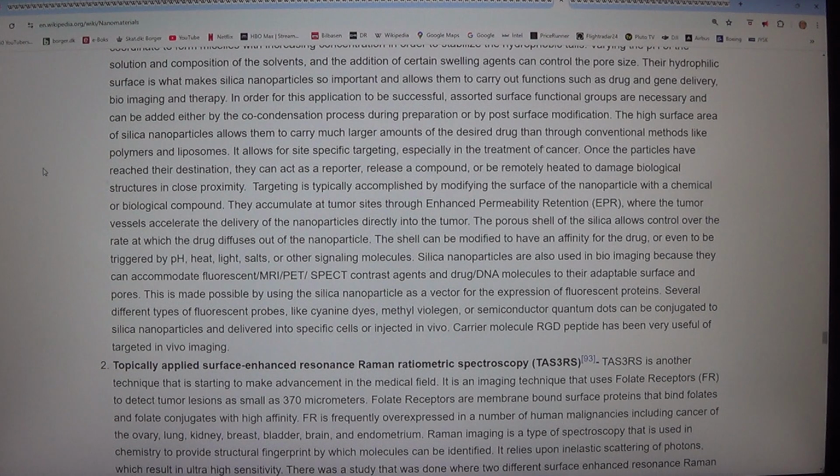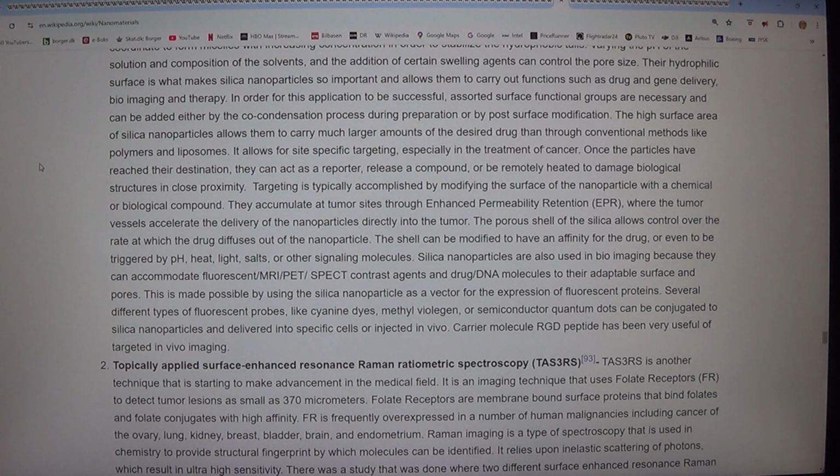In order for this application to be successful, assorted surface functional groups are necessary and can be added either by the co-condensation process during preparation or by post-surface modification. The high surface area of silicon nanoparticles allows them to carry much larger amounts of the desired drug than conventional methods like polymers and liposomes. It allows for site-specific targeting, especially in the treatment of cancer.